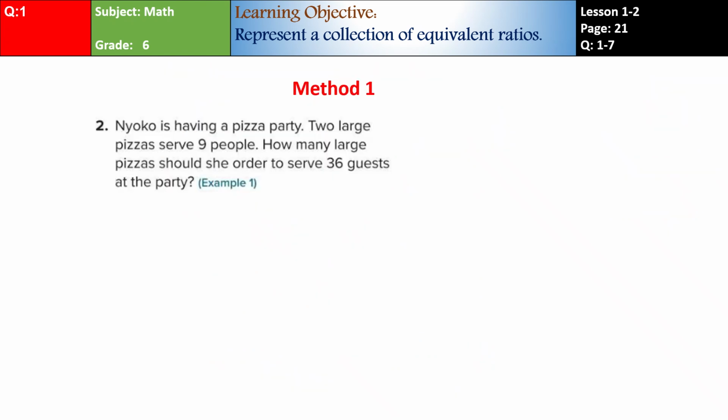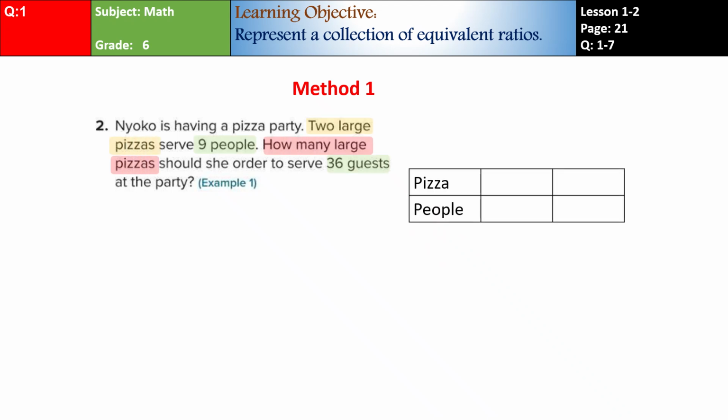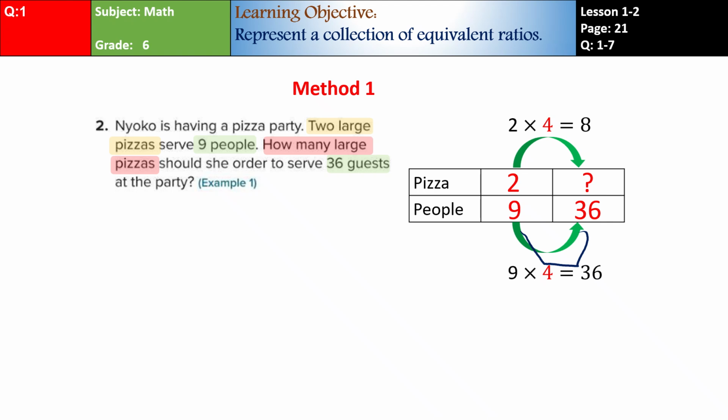Is having a pizza party. 2 large pizzas serve 9 people. How many pizzas should she order to serve 36 guests? Here you can use the method which we used in question number 1, or either you can draw a table with pizza and people when there were 2 pizzas per 9 people. Now the people became 36. We will see 9 how many times is 36. So 9 4 times is 36. So we will multiply the top with 4, that is 8. So we need 8 pizzas to serve 36 people. There is another method in next slide. You can either use this method or that method to solve this question.